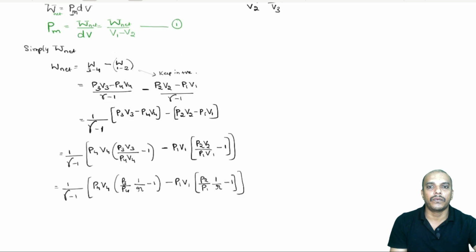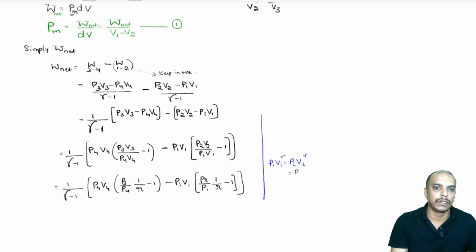Now, we also know, or we can derive from here, the pressure and volume ratio. So P1 V1 power gamma is equal to P2 V2 power gamma. If you want the P2 by P1 ratio here, it will be V1 by V2 power gamma, which is nothing but R power gamma. So I can write P2 by P1 as R power gamma.